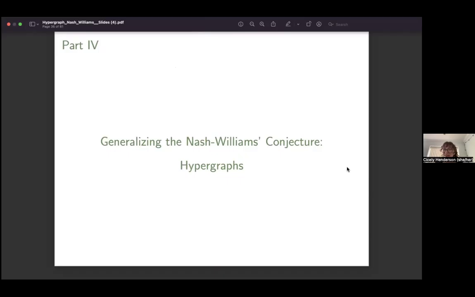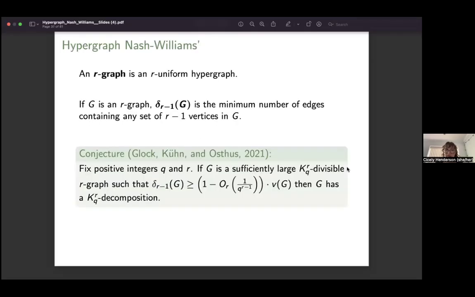Okay, well, we can't end on a negative note, a disproof. So instead, let's talk about generalizing the Nash-Williams conjecture in a different direction to hypergraphs. So an R graph is an R uniform hypergraph, so every edge has R vertices. And if G is an R graph, we use delta sub R minus 1 of G to denote the minimum number of edges containing any set of R minus 1 vertices in G. This is one natural way to generalize what minimum degree means in hypergraphs.